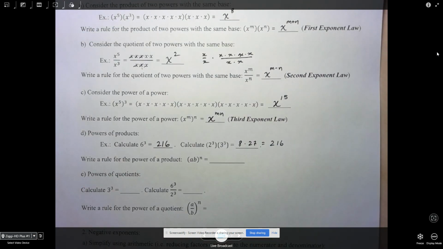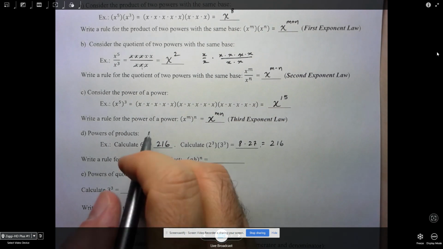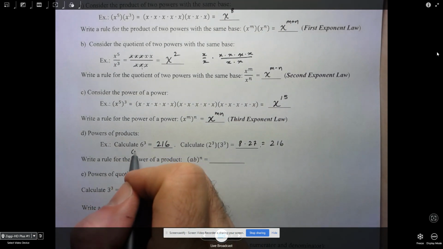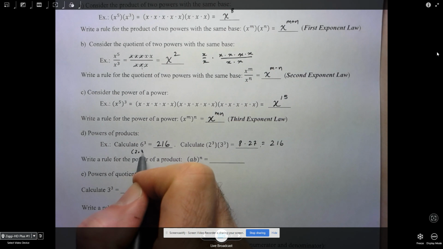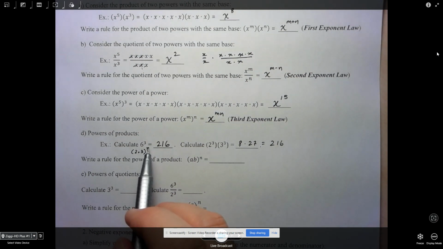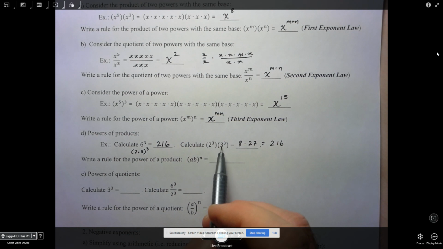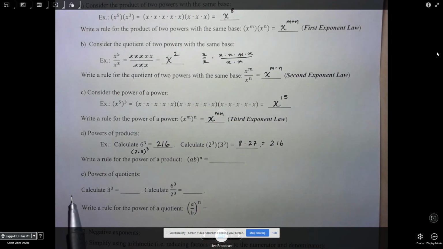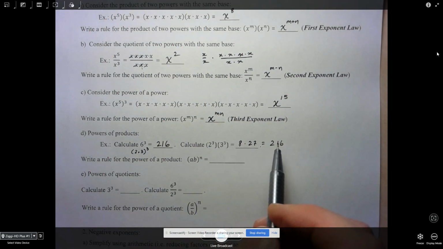Now you might say, well, what's the point here? Well, here 6 can be written as 2 times 3. Okay, so whether I first multiply the 2 times 3 and then cube it, or cube those numbers individually, it doesn't make a difference. I get to the same value.